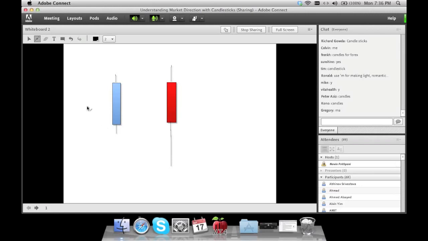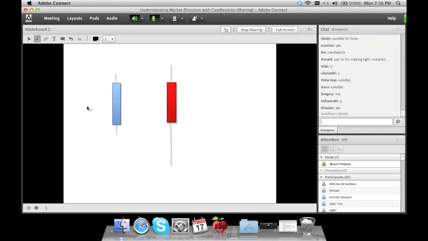Okay, so can everyone see the things drawn on my screen on the whiteboard, the blue and red candle? Going with the very basics, when the candle opens up, what does the blue candle represent? An uptrend or a bullish candle or a long. It simply means that the market in that particular candle went long. Each candle represents a specific time frame.